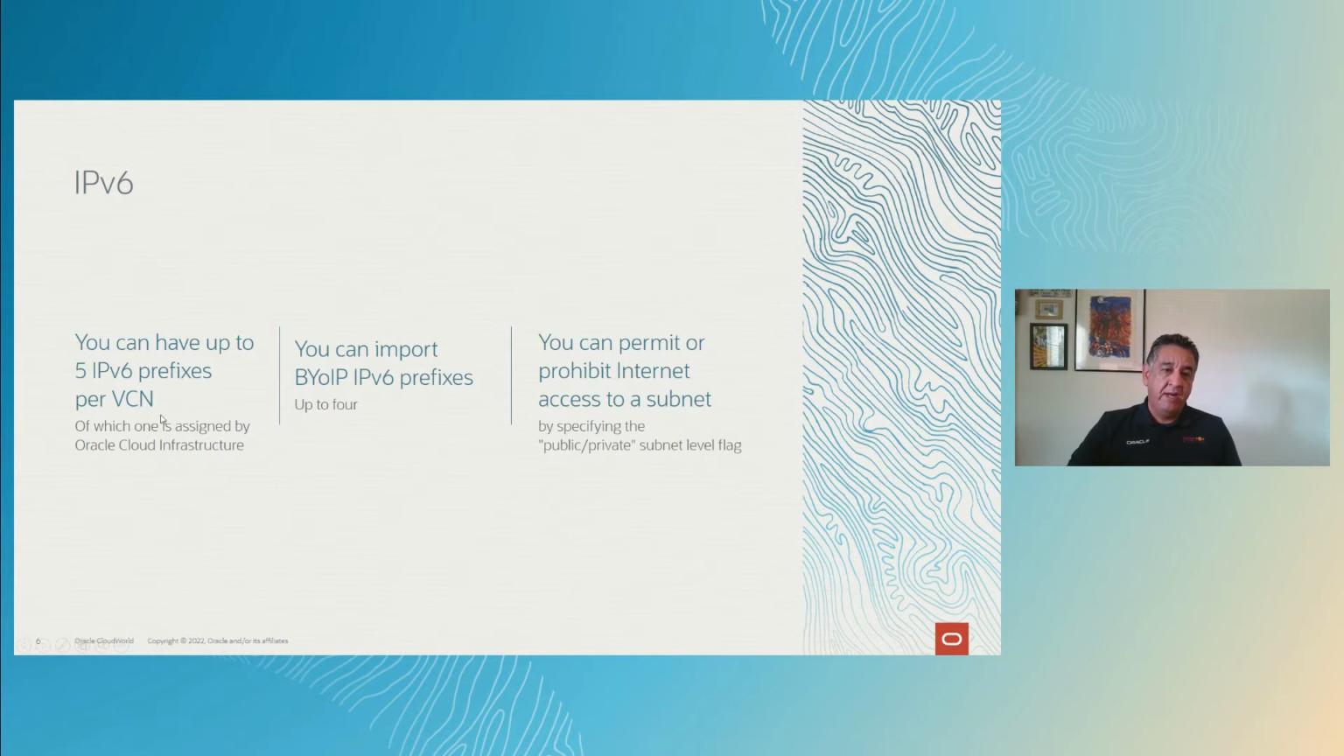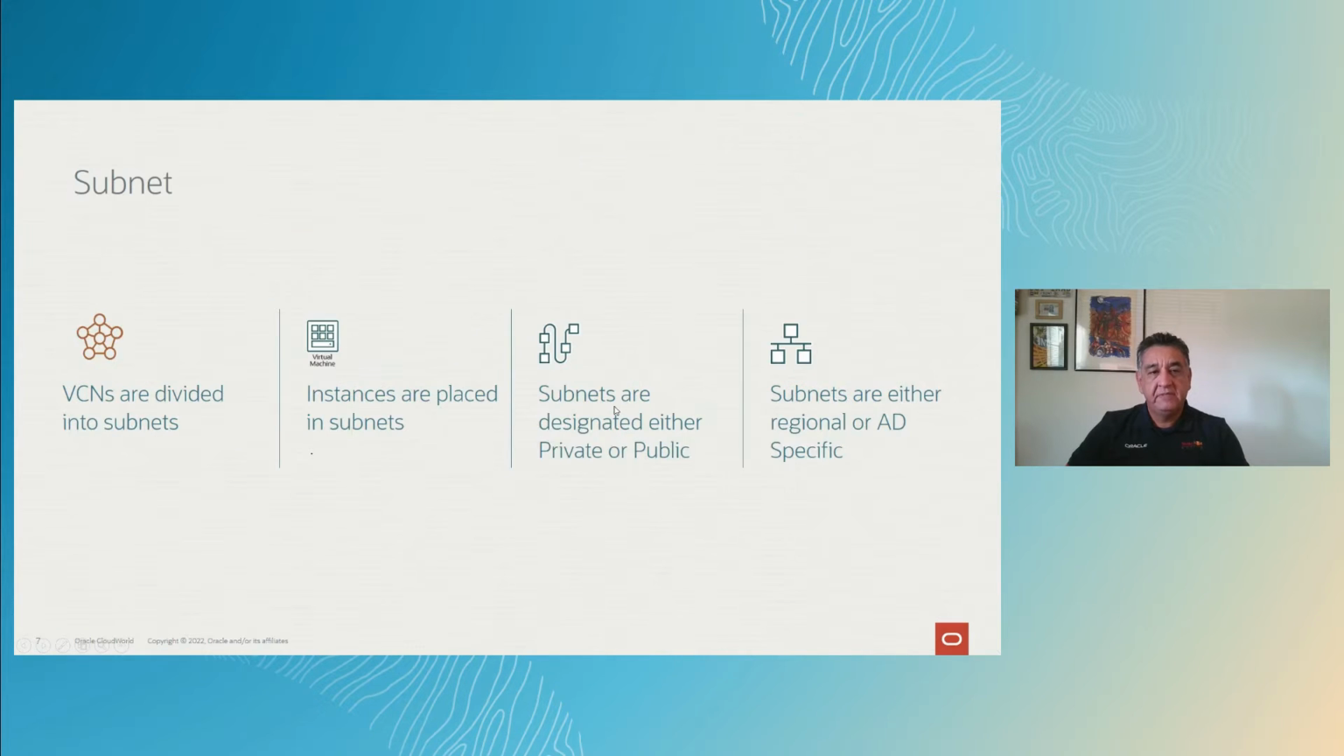IPv6 is supported. We provide 1 by default, and then you can bring 4 more, completing 5 IPv6 prefixes that you can use. Now, IPv6 is reachable. With IPv6, you don't need NAT gateways. You don't need to mask. You don't need private address space. There's no equivalent RFC 1918 for IPv6. So you specify a private subnet with IPv6 just by the label itself. This private means that it will not be able to reach resources in the open internet.